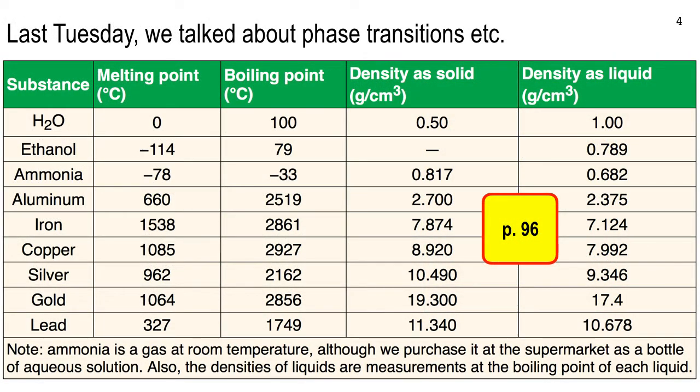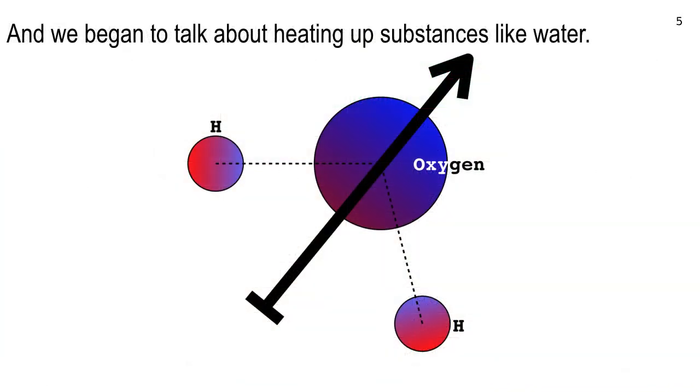Okay, let's get back to physics. Last Tuesday we talked about phase transitions. We looked at this table, melting point, boiling point, and so forth, densities, page 96. We also talked a little bit about heating up substances like water. Now, we didn't have ginormous heating calculations on midterm exam 2, the emergency version. We had a couple little cinchy ones, but they just involved water. What we're going to do today is do some deluxe calculations that will apply to any substance.